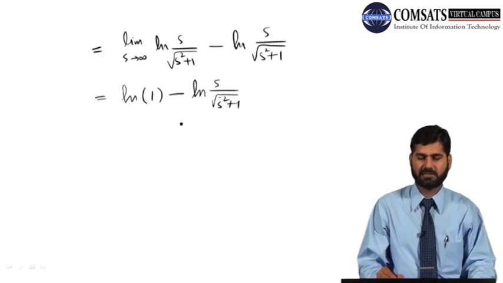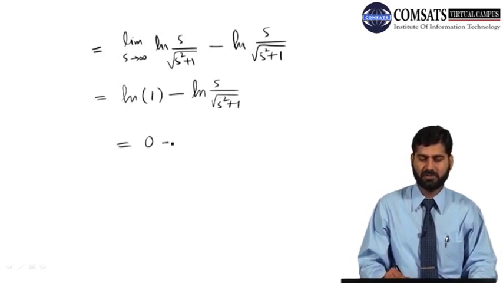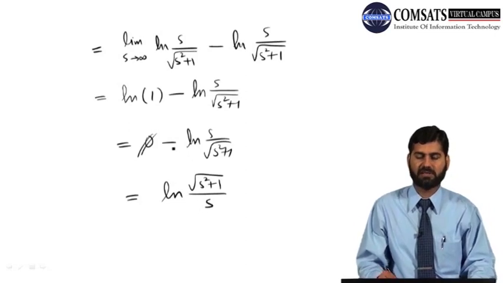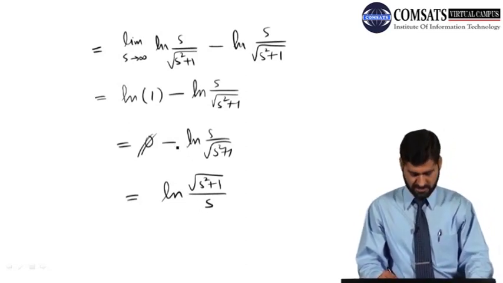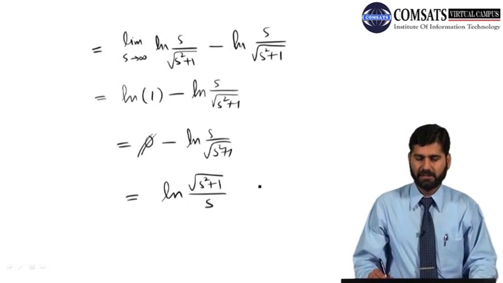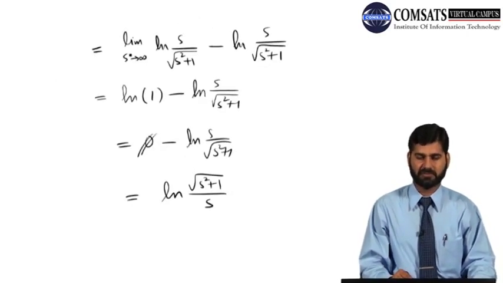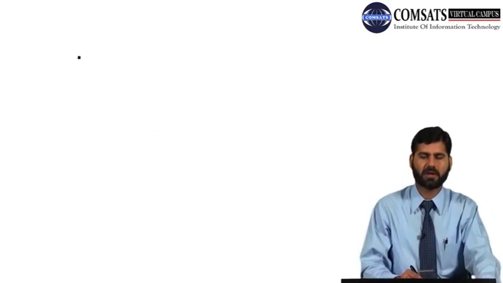So your answer is 0 minus, so 0, don't have to write it. If you want to get rid of this minus 1, you can invert the inside thing. You can write s squared plus 1 up and s down, and this minus will be compensated. Alright? So that's how we can find the Laplace transform of a function using the integral of the Laplace transform. This is one example from that property as well.